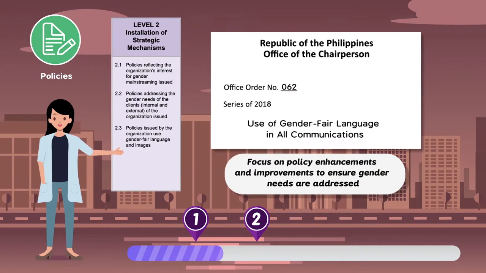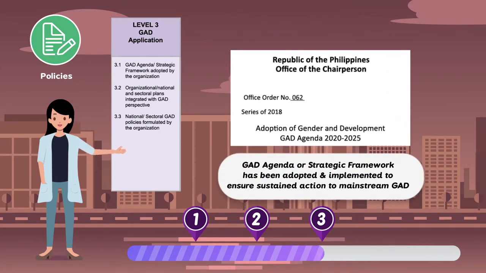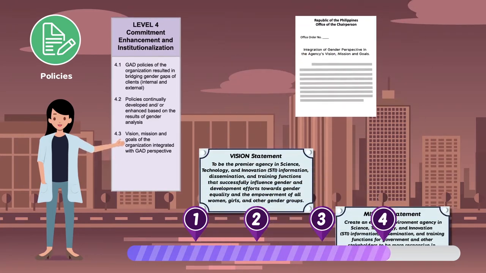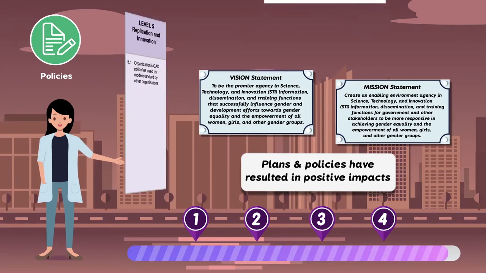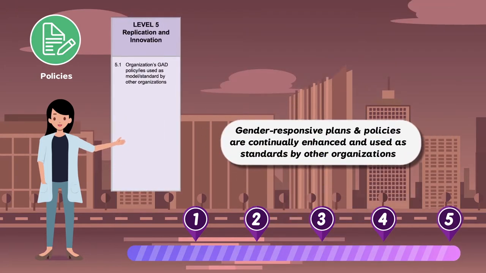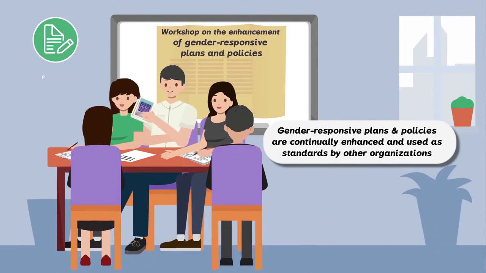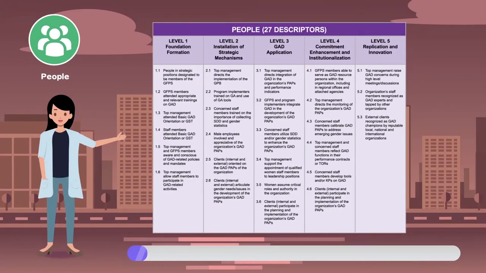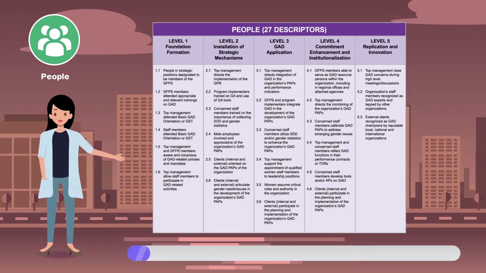At level 2, the focus is on policy enhancement and improvements to ensure they can address the gender needs of its internal and external clients. At level 3, a GAD agenda or strategic framework is already adopted and implemented to ensure sustained action to mainstream GAD. At level 4, plans and policies of the organization have already resulted in positive impacts. And finally, at level 5, the organization's gender-responsive plans and policies are continually enhanced and used as standards by other organizations.